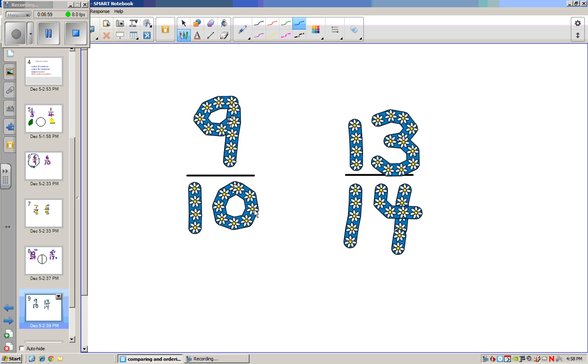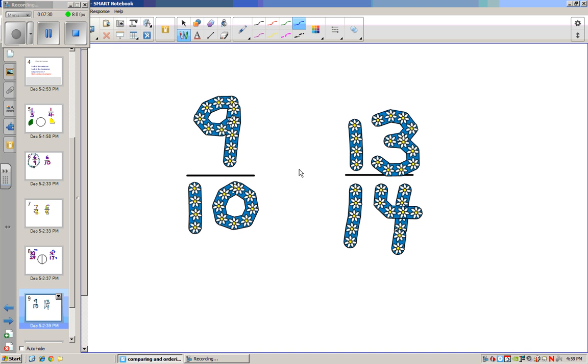Now we have 9/10 and we have 13/14. So again, this one is Nate's favorite. He loves the flowers, so he always asks me to do that. But we have 9/10 and we have 13/14. Well, I look at the numerator and they're different. I look at the denominator, the bottom number, and those are different also. So now can I compare them to 1/2? Well, half of 10 would be 5. Well, this is way bigger than 5. Well, half of 14 would be 7. Well, this is way bigger than 7.